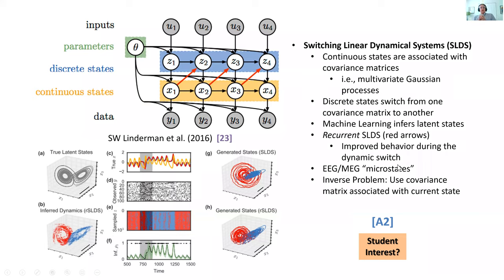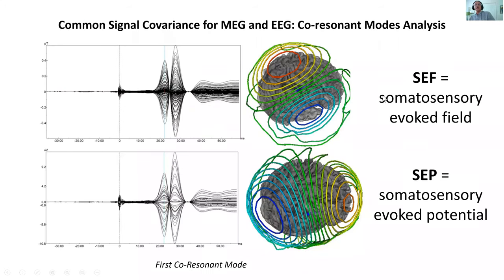And also in the EEG world, there's a long history going back to Dietrich Lehmann and others of EEG, MEG microstates. So it seems to be receiving more interest of late. So getting back to the inverse problem, the idea would be to have a different covariance matrix for each state, to use this method to model states and use a different covariance matrix for each state. Okay, once again, my students might find this interesting.